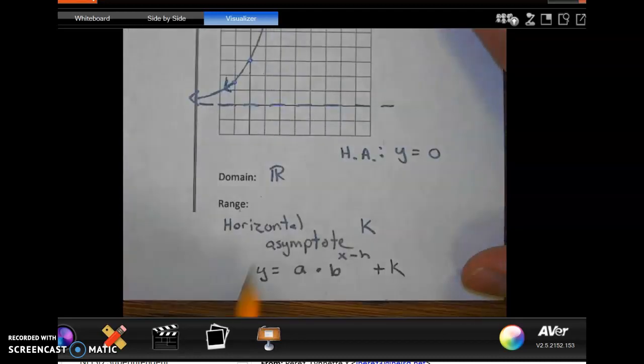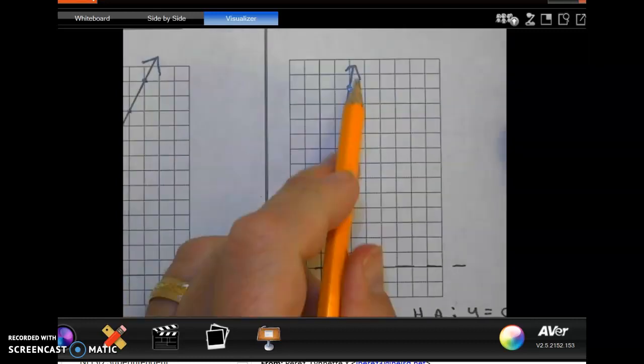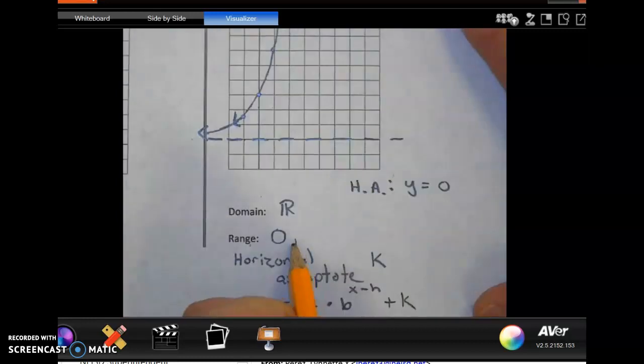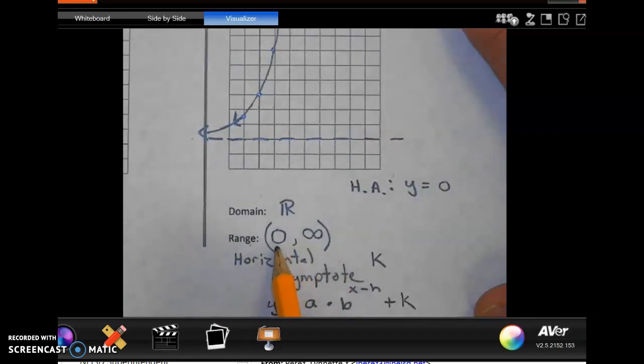So our range on the low end is going to be very close to 0. And on the high end, it's going to go to infinity. But since we're getting really close to 0, that means we can't include 0 as part of the range. We're just getting very close to it. That's where the asymptote is. So we're going to use a parenthesis. Because remember, parentheses means that we're getting close to this number, but we're not including it as part of the range.